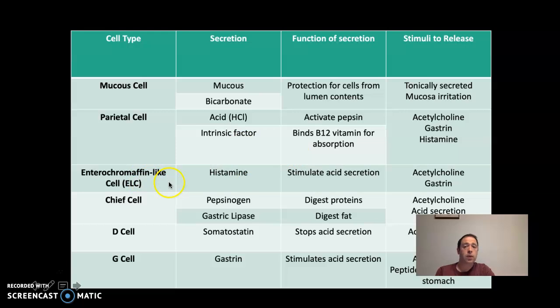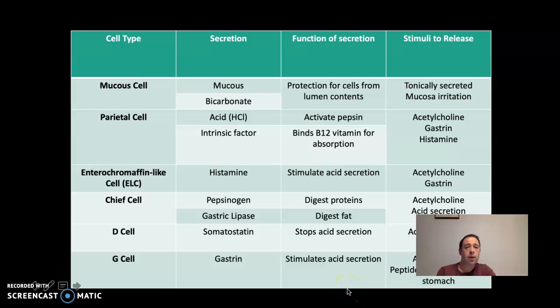Enterochromaffin-like cells, or ELC cells, produce histamine. Chief cells produce the enzymes involved in gastric digestion, pepsinogen and gastric lipase. The D cells of the gastric glands produce somatostatin, a hormone, and the G cells produce a different hormone known as gastrin. The function of each one of these secretions is listed in the third column.